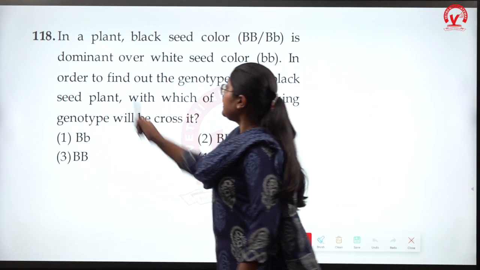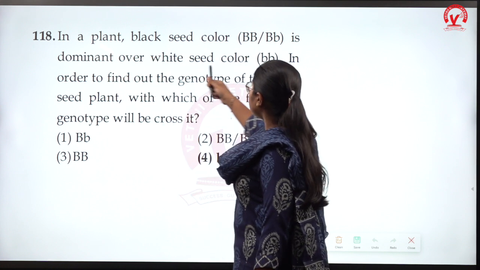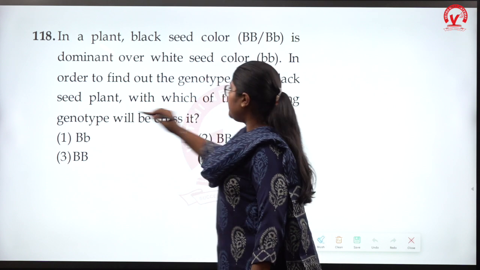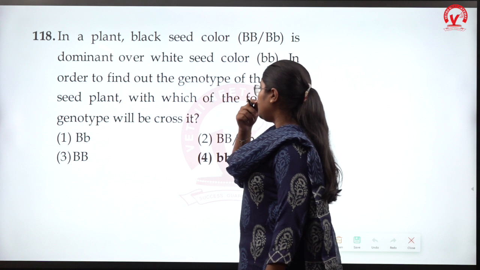Next question, in a plant black seed color is dominant over white seed color. In order to find out the genotype of black seed, which of the following genotype will be crossed with it?